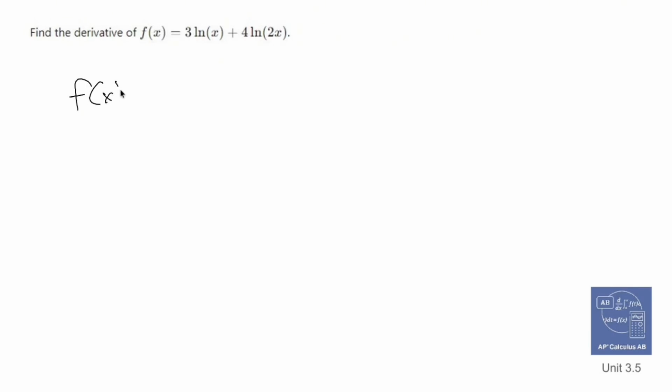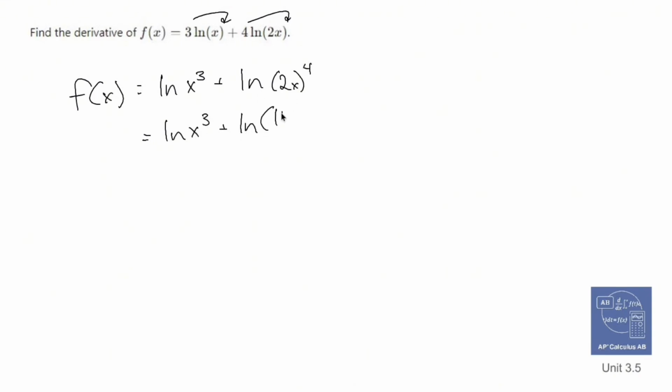So f of x, I could start out by moving that 3 up here and moving that 4 up here. So that would be ln of x to the third plus ln of 2x to the fourth, which, cleaning that up a little bit more, would be ln of x to the third plus ln of, what is that, 16x to the fourth. Now these guys, I haven't done anything, they haven't been added yet. When you add two natural logs, you multiply the inside. So that's going to equal ln of 16x to the seventh, like that.